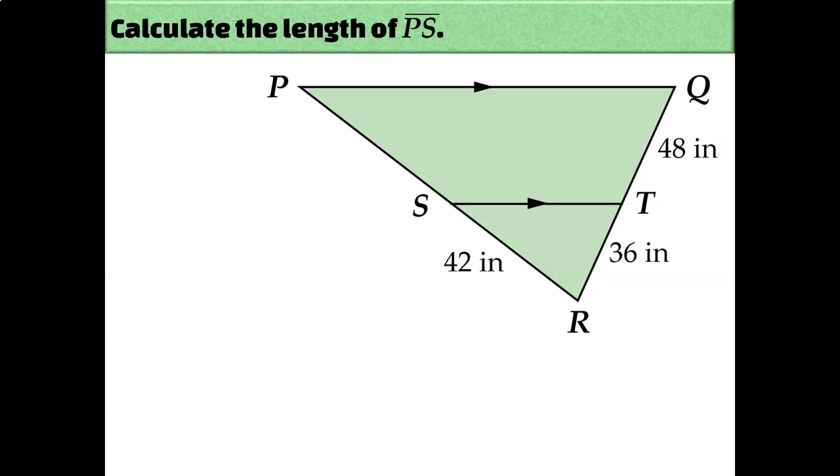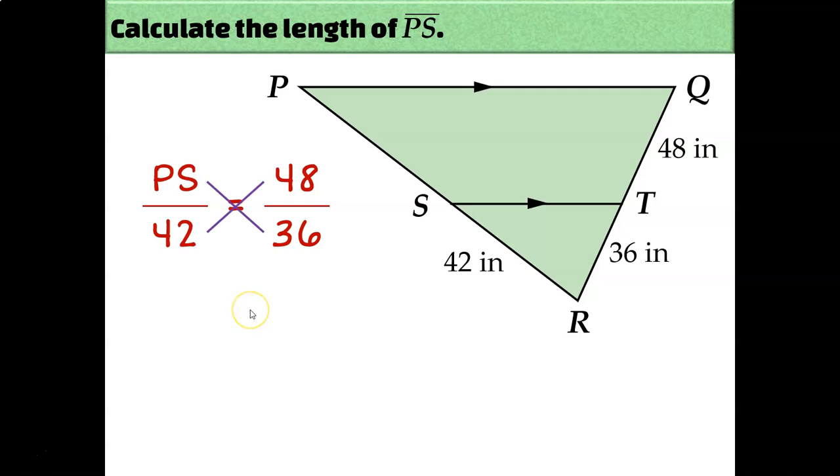So let's put these theorems into practice. Here I see a triangle that has a line inside of it that's parallel to one of the sides of the triangle. According to the Triangle Proportionality Theorem, we know that line ST divided side PR and side QR proportionally. So I can set up a ratio that looks like this: PS over 42, so that's the way that segment PR was divided, is equal to 48 over 36, because that's the way that segment QR was divided.